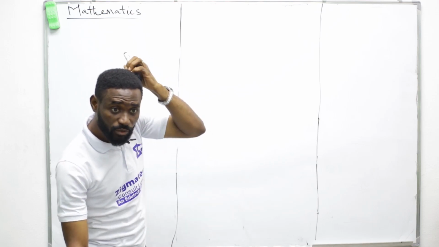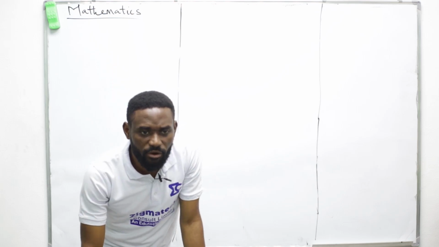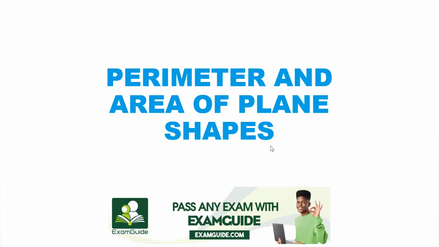Today we will look at perimeter and area of plane shapes. We are going to look at plane shapes. We'll take part one of it because with plane shapes, we have a lot of things to look at. So we'll look at this part today, area and perimeter of plane shapes, okay?